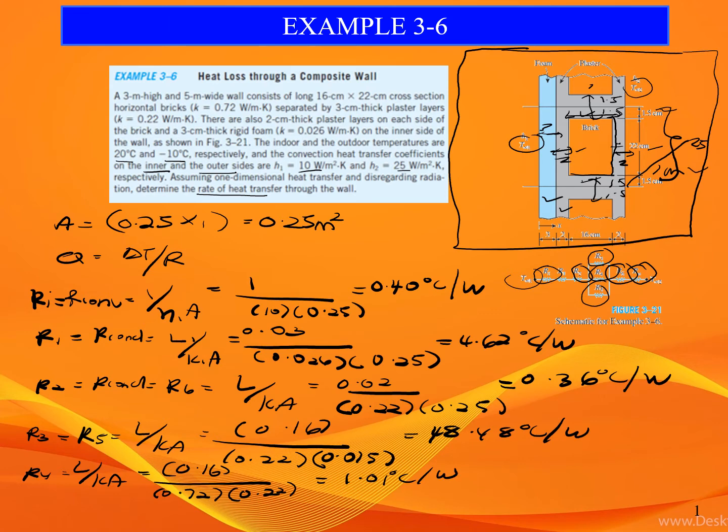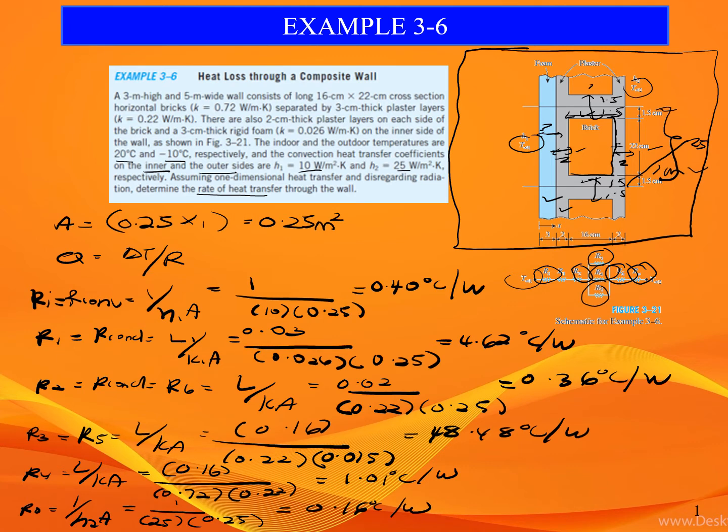So lastly we have RO. So RO is convection. So 1 over H2A. So the answer, so H2A is 1 over 25 times width. So this one we take the actual cross-section area. So 0.16 over what?